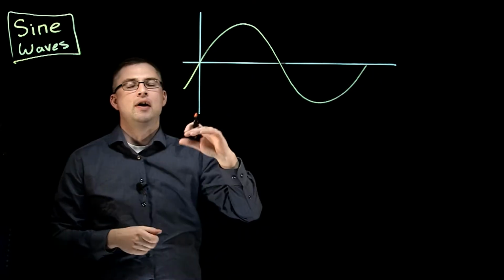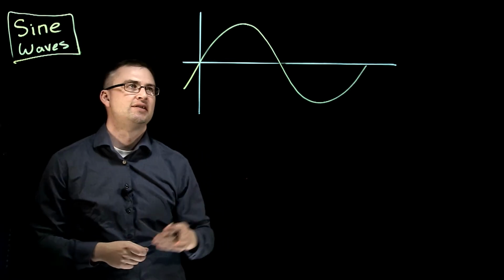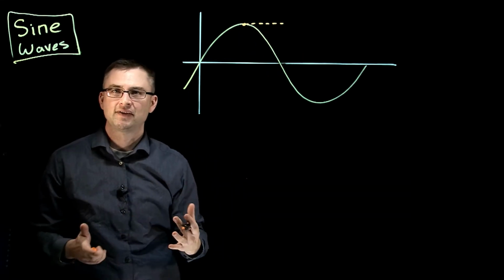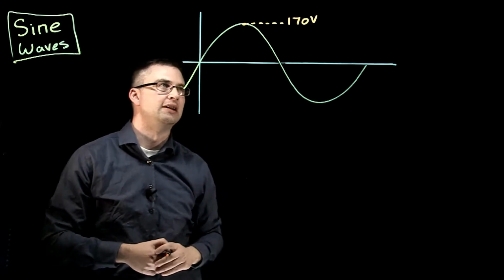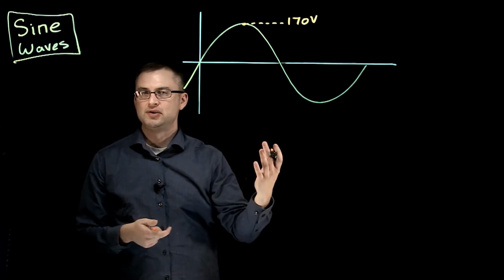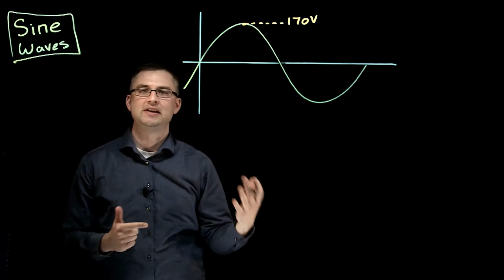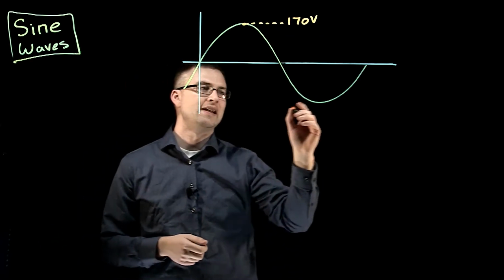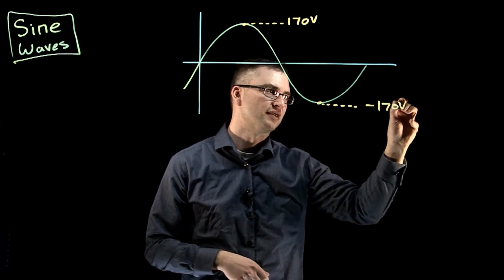Okay, so first thing we need to know is what is the peak of this sine wave. So this is the value right up here. I'm going to pick a classic value for electricians, and that's 170 volts at the peak. Now remember, this is an AC voltage, but because we're picking a moment in time, we can give it a positive or a negative value. And so this is a positive 170 volts, and down here, we have a negative 170 volts.